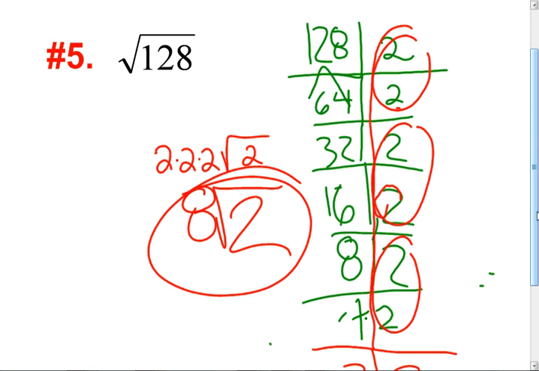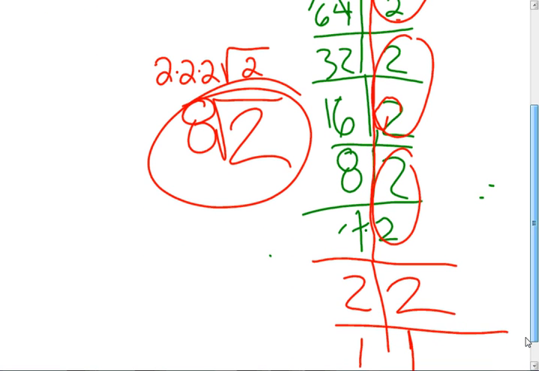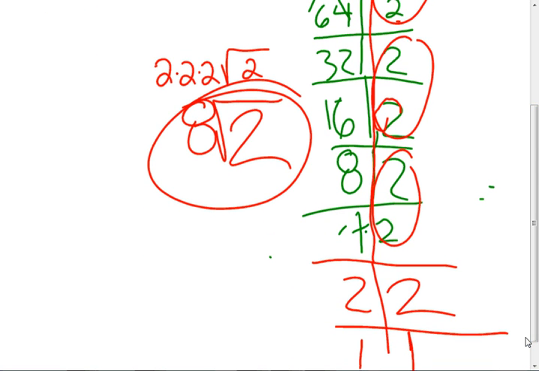Okay, have a seat. Let's try 50. Oh, we don't have it yet. Let's try the worksheet.